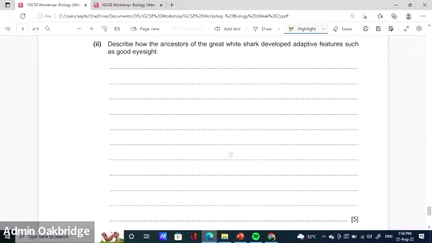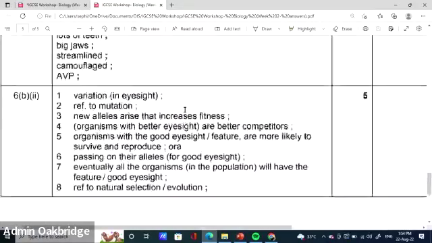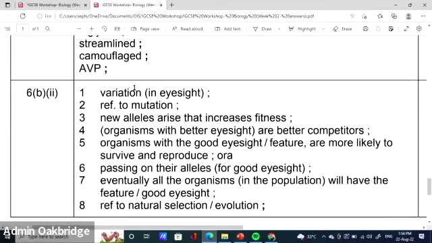How the ancestors developed the adaptive features? Okay, just now we talked about it. How do we answer that? Do you say variation? First of all, some sharks have better eyesight, some sharks cannot see so well. This is because of mutation. Maybe some sharks can see better in the dark. Some can see better in the light, when it's daytime. Some can see far, some cannot see so well. Okay, because of mutation.